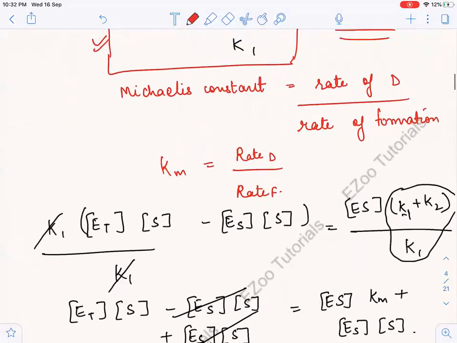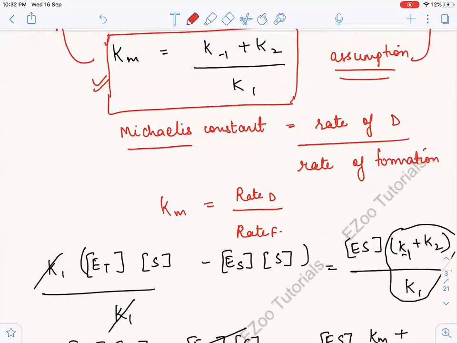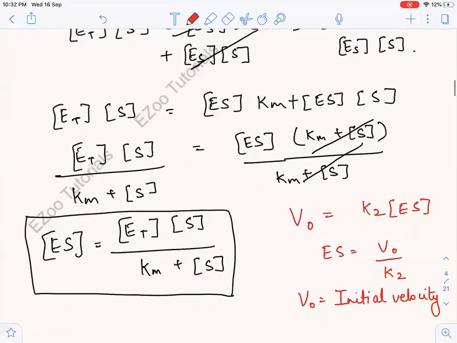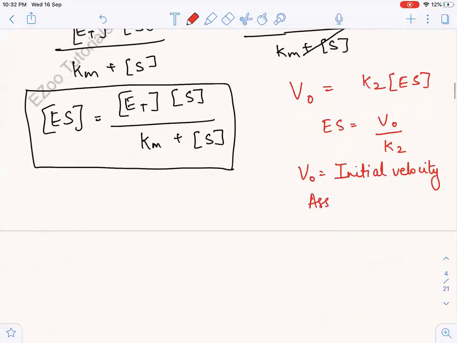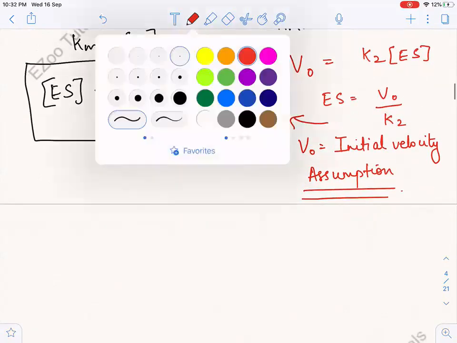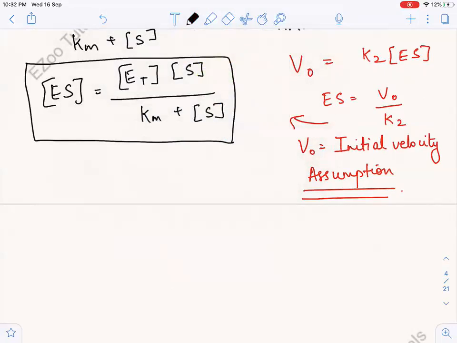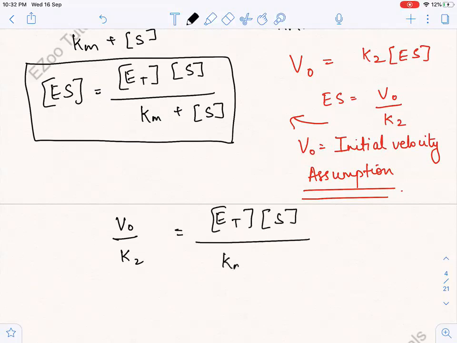Here we took the Michaelis constant assumption, and again here this is an assumption, right? I hope you are enjoying the derivation. Derivations are always very interesting. Let's plug this in here. So what will we get? We will get V naught upon K2 is equal to ET S upon Km plus S, right?